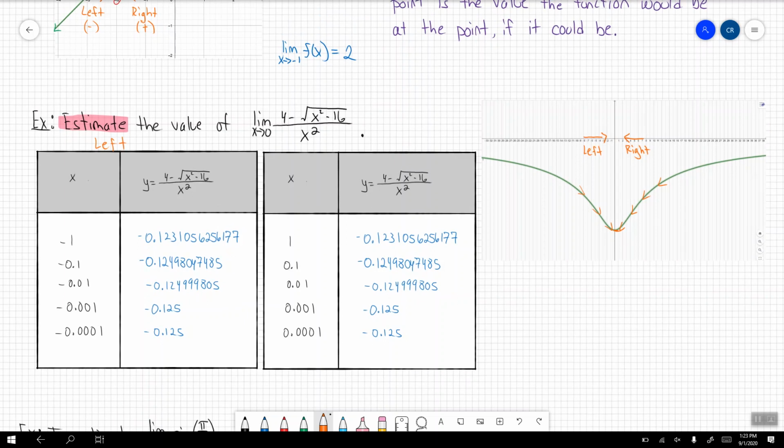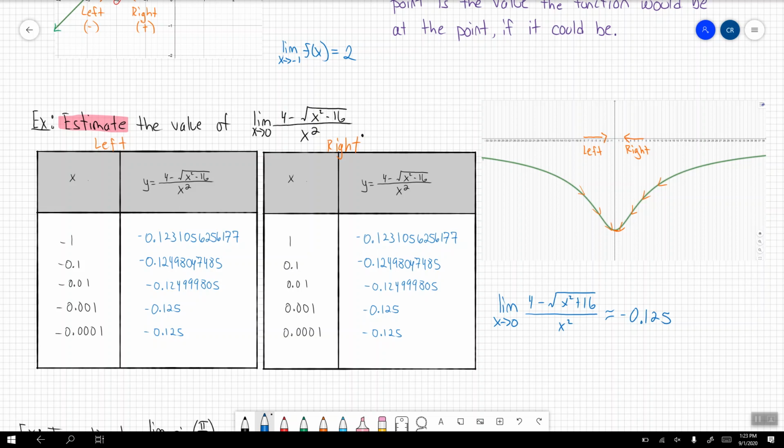The values for the right side, the positive values, are on the second table. And notice I chose very similar values from the right, because again I want to investigate that topic for symmetry and keep using those same values. In this particular result, I still get the exact same values, which then tells me that if I want to estimate the limit as x is approaching 0 for my function of 4 minus the square root of x squared plus 16, all divided by x squared, that estimation will be -0.125.